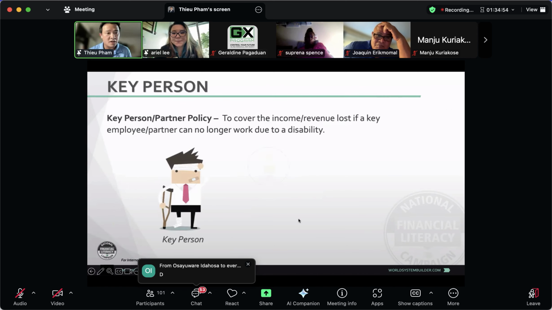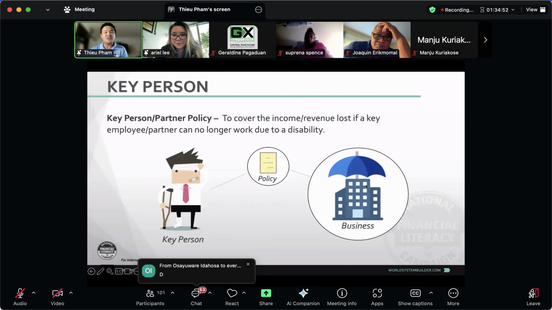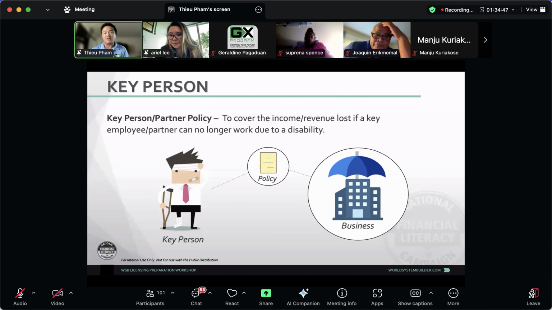Good. Key person is to cover the income or revenue loss if a key person can no longer work due to disability. For example, if I have a doctor's office and my top guy, the main doctor, gets disabled, how can I run my business? How do I get money to hire another person? So in this case, I would buy key person disability insurance for that employee, so that it could pay me if something happens to that person. So I maybe can go hire another doctor.